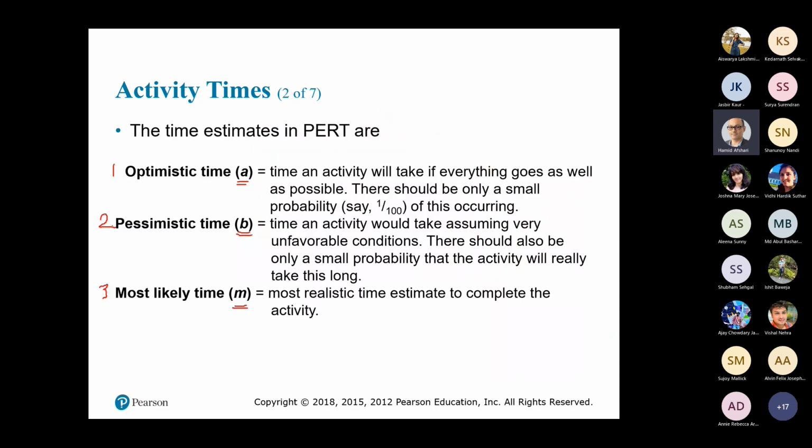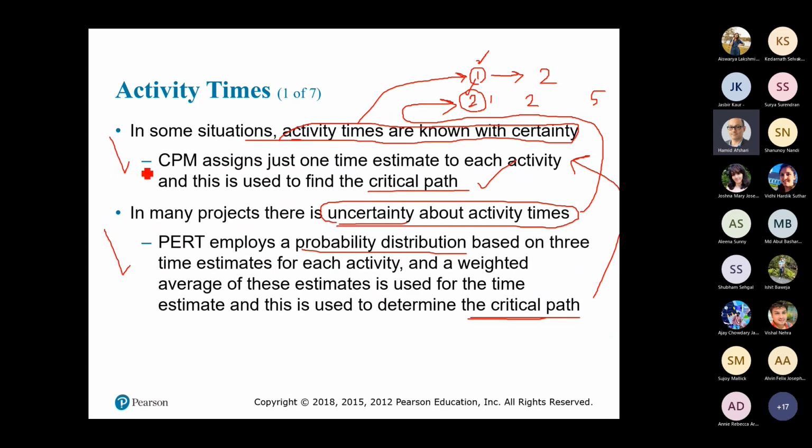So again, let's go back. Sometimes you're lucky and only one time is given to you. For example, this activity takes 2 days, 2 hours, whatever, to complete it. Sometimes there are some doubts, there are some uncertainties related to completion time. In this case, you have to calculate the expected time, expected completion time, and also you have to calculate the standard deviation or variance of activities.